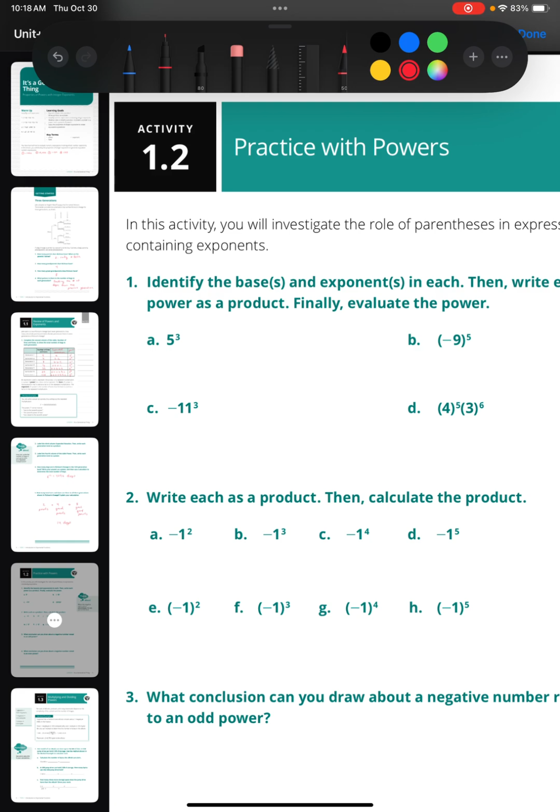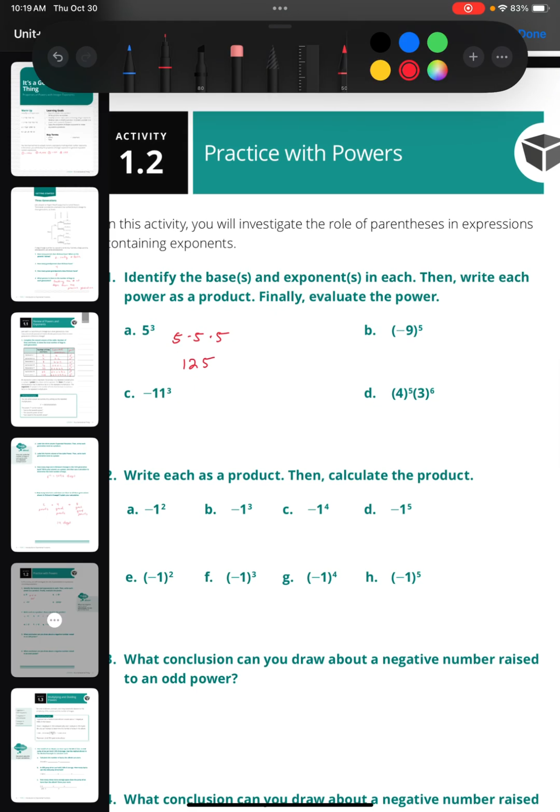we can write out, so we're identifying the base and exponent, and then we're writing it out. So we're going to have 5 times 5 times 5. But if you put that in your calculator for practice, we're going to get 125. So you can do that with each one if you want to expand it. And then we're going to talk about the calculator part, like I said.